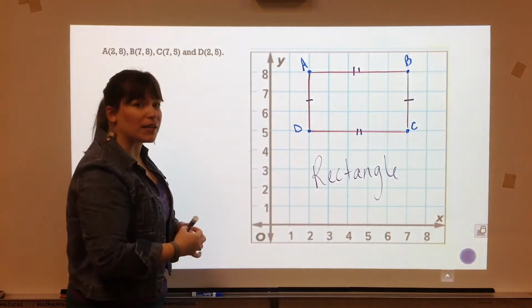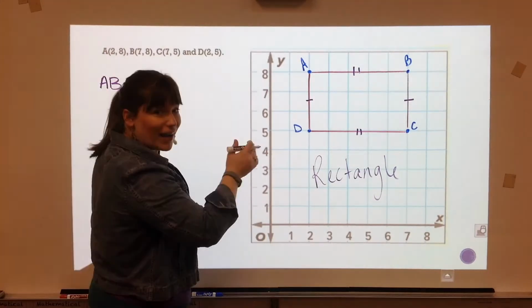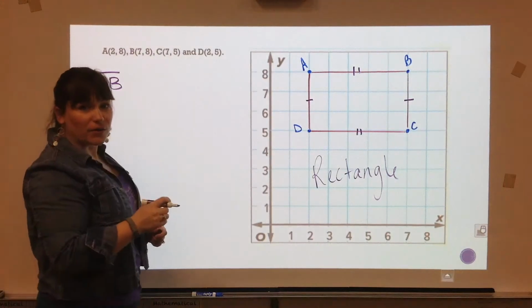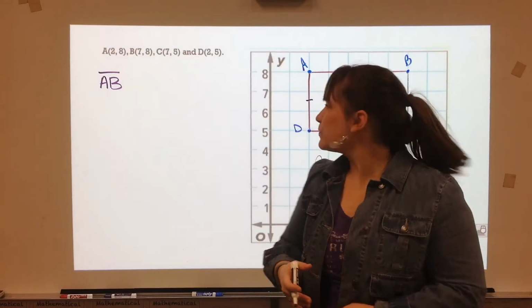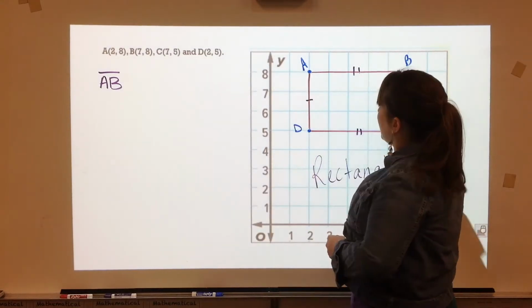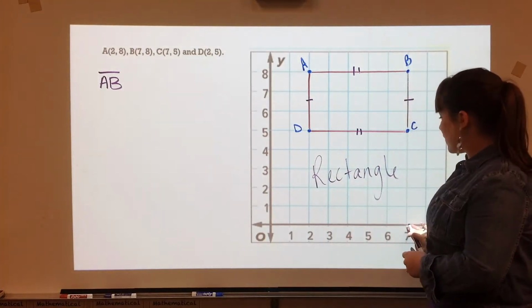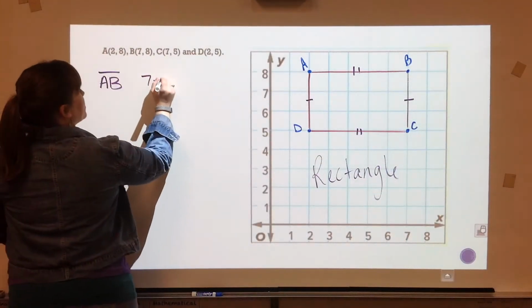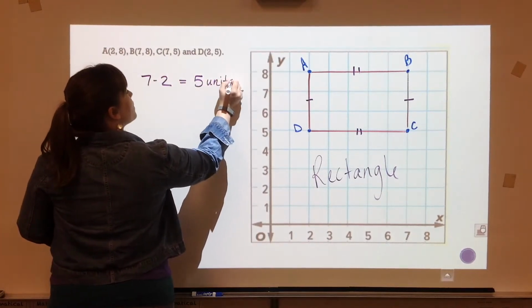When I write a line segment, I have to use the 2 letters that are on each end, and then I'm going to draw a line above the A and B. That's how we write a line segment. So line segment AB starts at 2 and then ends at 7. So we can just subtract 7 minus 2, which equals 5 units.